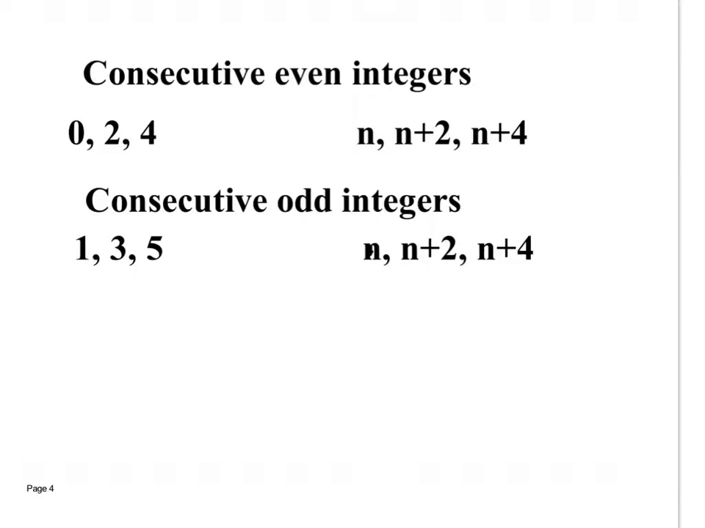If I want to do consecutive even integers, like 0, 2, 4, 6, 8, then I would do n, n plus 2, n plus 4. Same thing with consecutive odd integers, like 1, 3, and 5. The variables wouldn't change: n, n plus 2, and n plus 4.